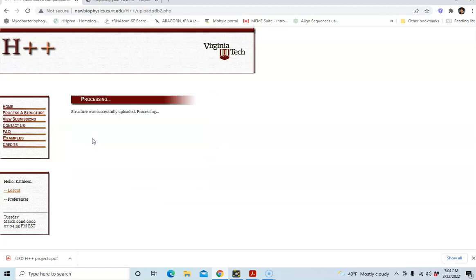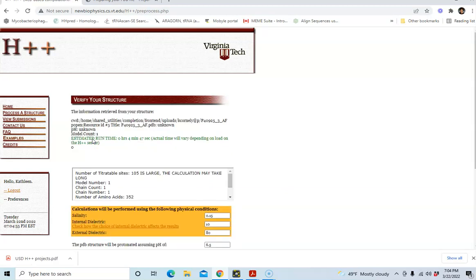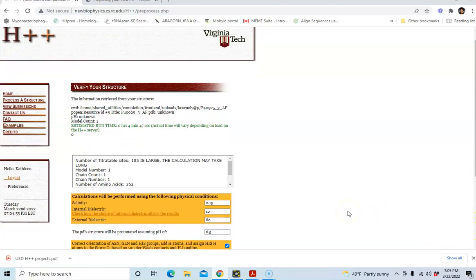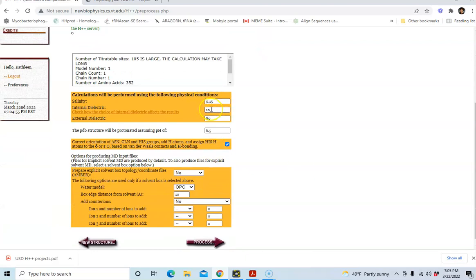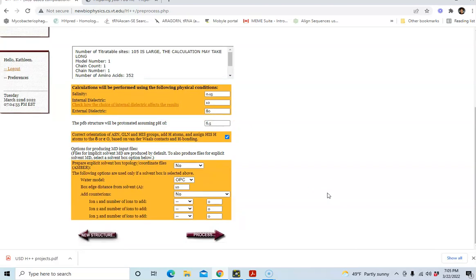When you hit process file, it will say that this protein has a lot of titratable groups, which it does, and it estimates that the runtime will be about 5 minutes. This is normally a fast protein. For us, this is actually a little bit on the slow side. If I scroll down here, I'm going to leave the salinity and the internal dielectric on the defaults. The external dielectric, that's the value for water, so I'm also going to leave that as the default. I'm also going to leave the pH as a default, and all of these as defaults too.